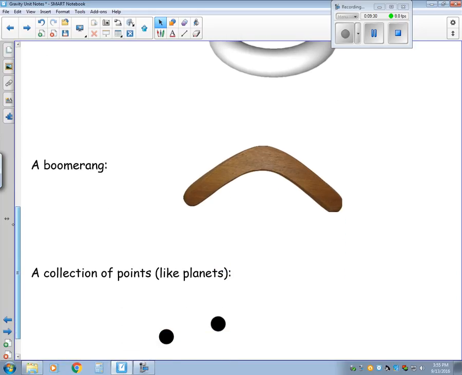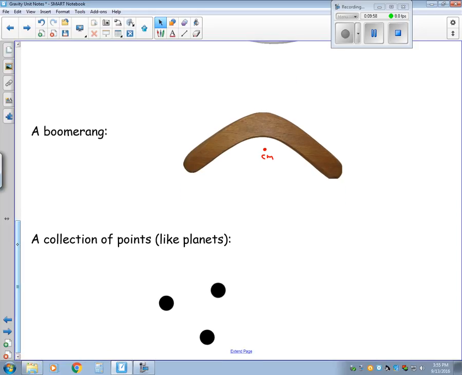A boomerang. Well, a boomerang's center of mass is actually right about here. That's why when you throw a boomerang, it has such a distinctive motion, because it's rotating around the center of mass. And again, we consider all of its mass to be at a place where there's no stuff.